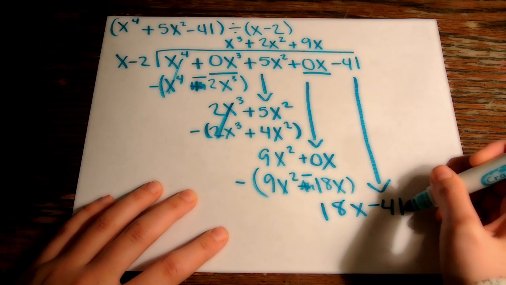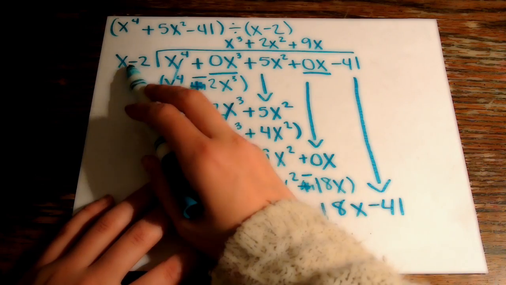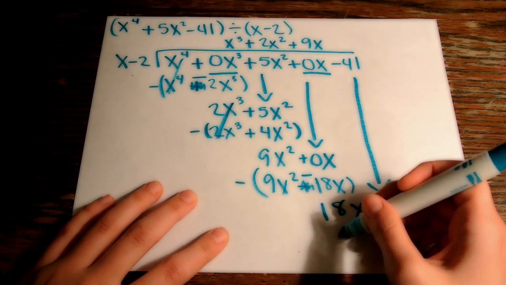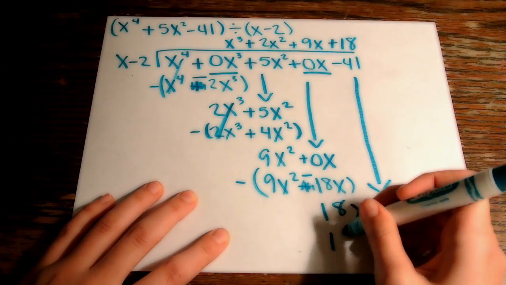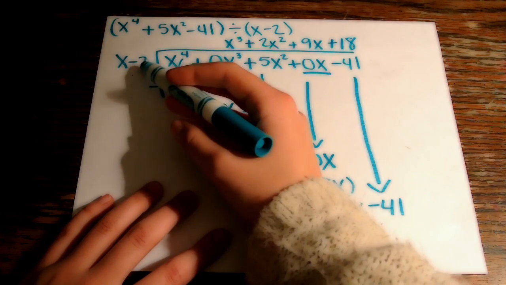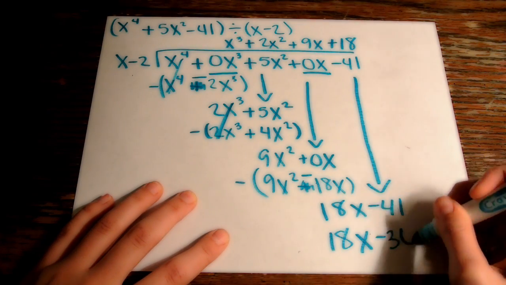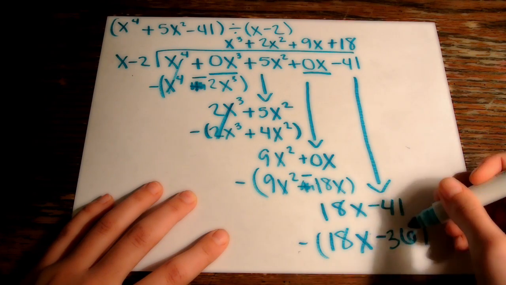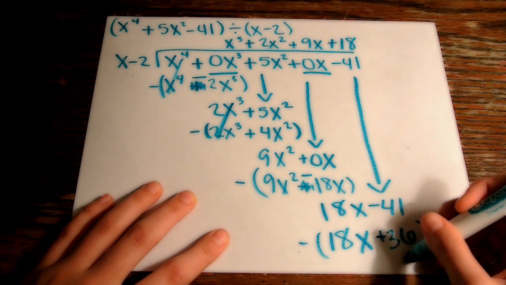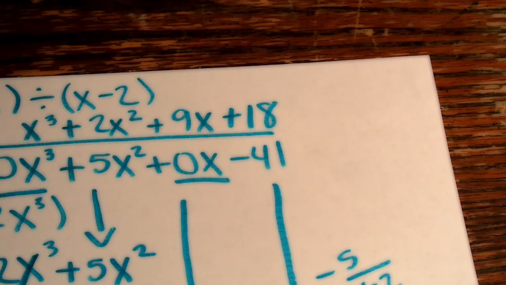Alright, so we multiplied that, and then bring down the negative 41. How many times does the x go into that? Goes into it 18 times, 18x, 18x, 18 times negative 2, negative 36, and then make sure to subtract those, and then you get a remainder of 5.